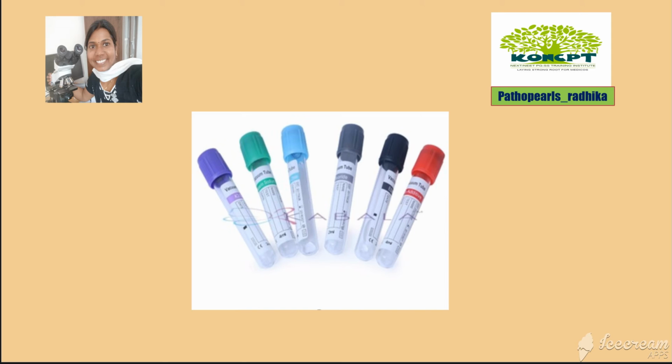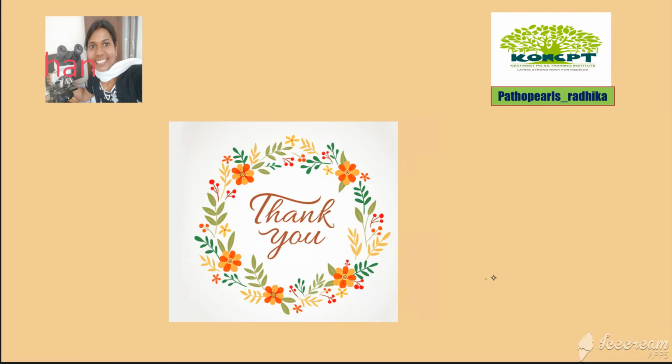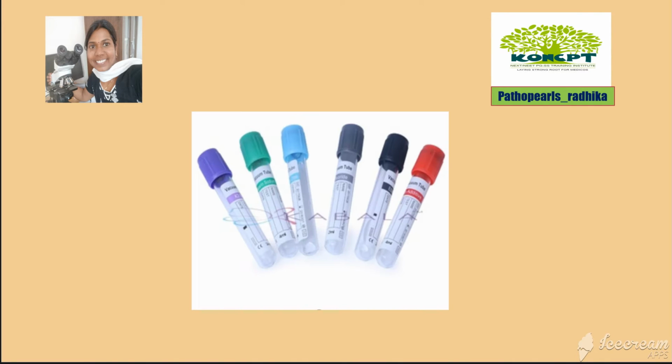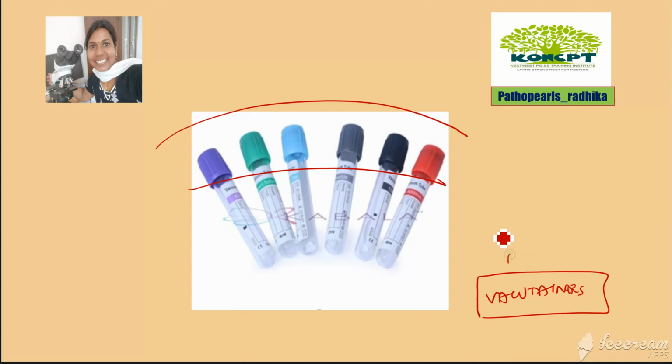And today we are going to see a most important topic, vacutainer. So what are vacutainers? Vacutainers are used to collect blood. So why do you have different colored caps in different vacutainers? That's because each vacutainer has got a different anticoagulant which prevents the clotting of blood.